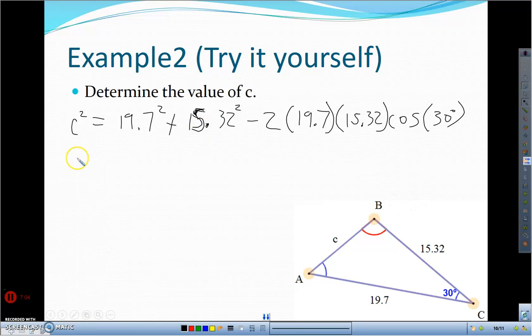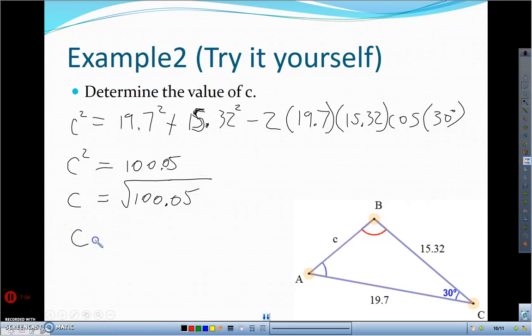Putting this all into our calculator, we get c squared is equal to 100.05. Again, this is an intermediate step because it's a lesson. I would usually skip right to c equals square root of 100.05. So c is going to be equal to 10 if it's rounded off.